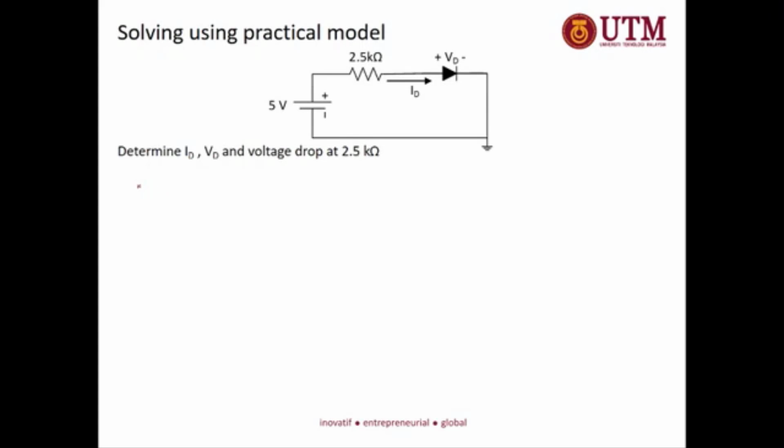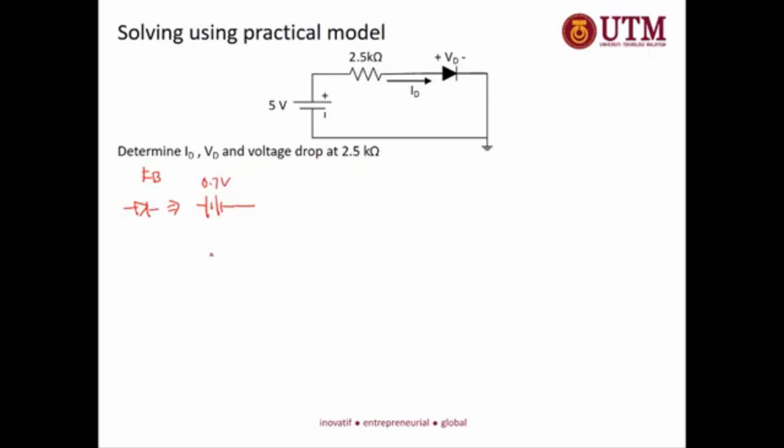Okay, the first step is to identify whether the diode is forward bias or reverse bias. So this is the same question, so we know this is a forward bias. So when this is forward bias, the diode needs to be replaced with a battery and a closed switch. And then the value of the battery depends on the material of the diode. So usually if the information is not given, assume the diode is made from silicon. So this is 0.7 volt.